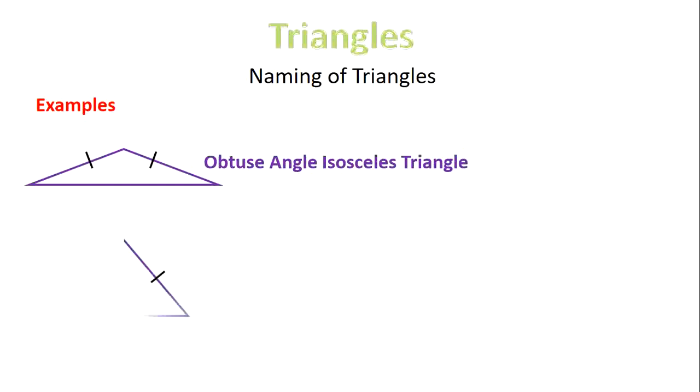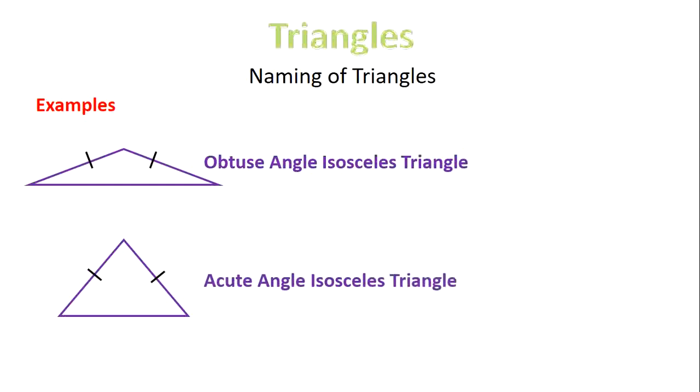Next example. Again, my triangle has two sides that are similar. The one at the bottom looks like it's the same size, but it hasn't told me it's the same size, so I can't assume that it is. Alright, so a triangle with two sides that are equal is an isosceles triangle. But if we look at the angles, none of them are bigger than 90 degrees. So unlike the first one, this is going to be an acute angle isosceles triangle. The top one was an obtuse angle because the top angle was greater than 90.